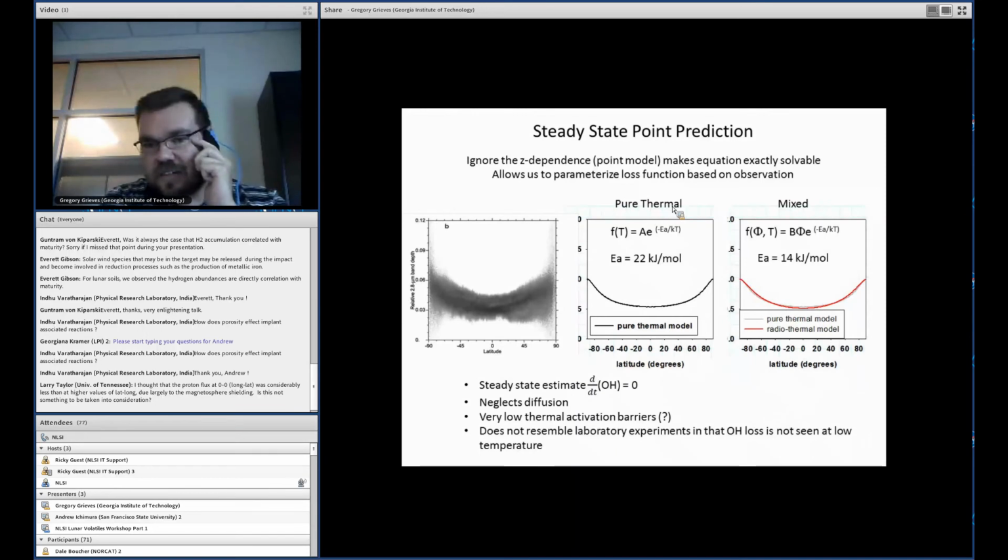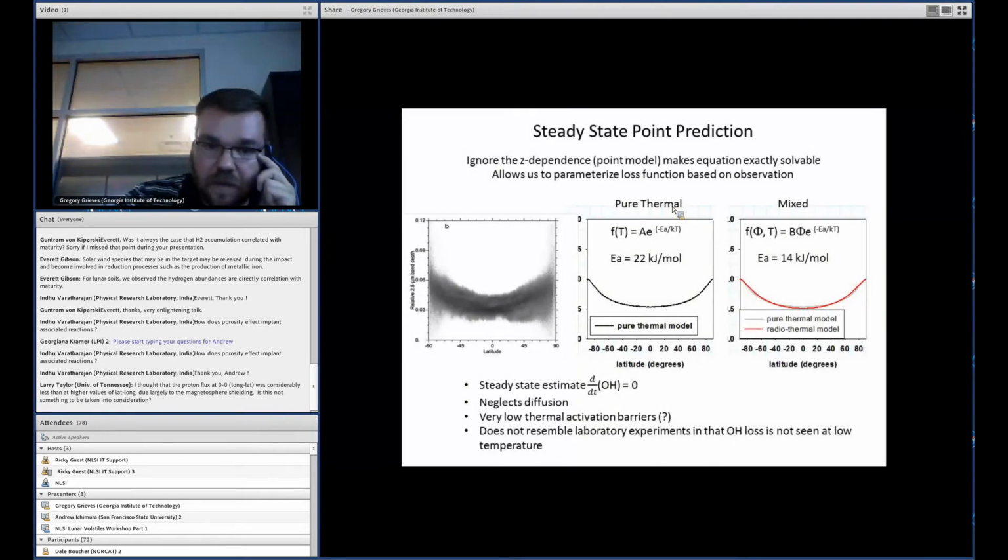But if I include a loss term which depends on the flux of solar wind protons and temperature, a combined thermal radiation model, I get an even lower activation energy, because presumably the radiation deposits energy in the surface and effectively is another source of energy for chemical reactions that then lowers its true temperature dependence.